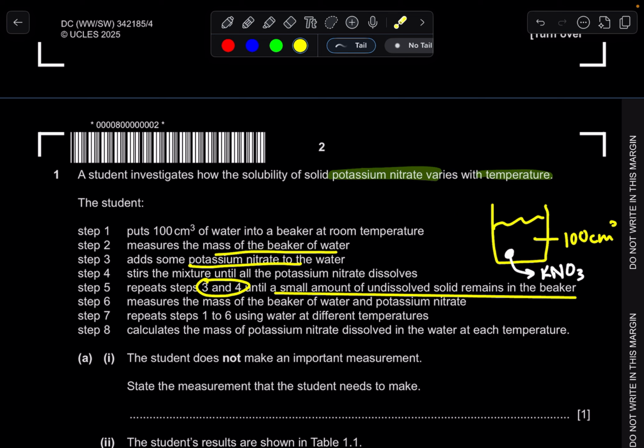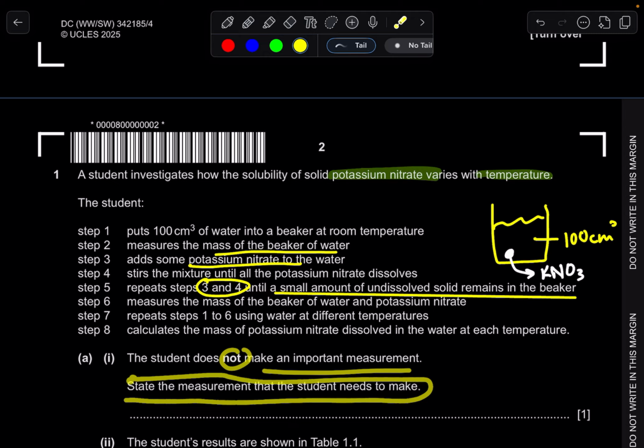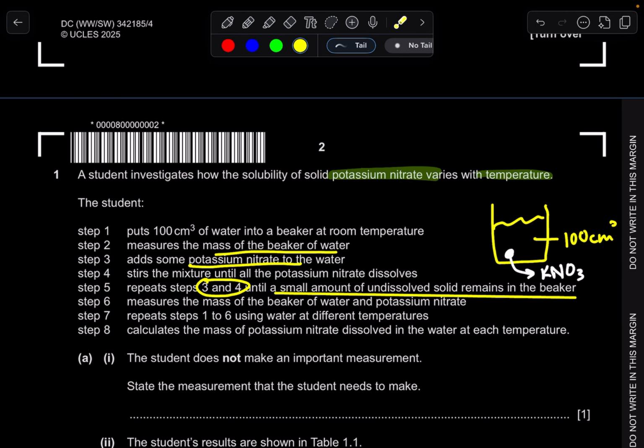The student does not make an important measurement. State the measurement that the student needs to make. So the student is missing something in this experiment. If you are going to appear in this May-June, or in October-November 2026, I'd highly appreciate it if you try to think about these questions yourself. State the measurement that the student needs to make.